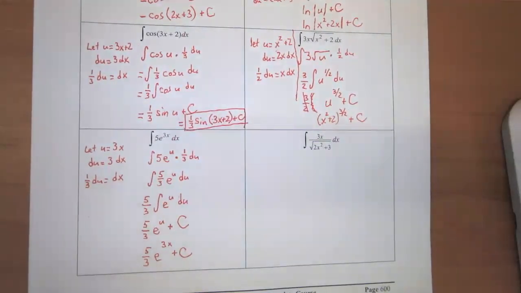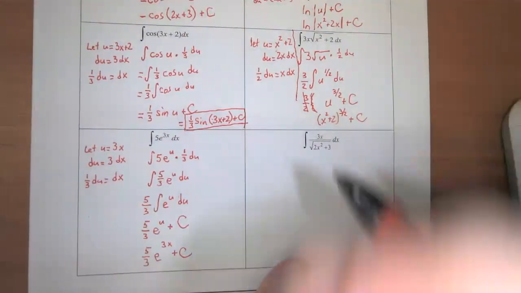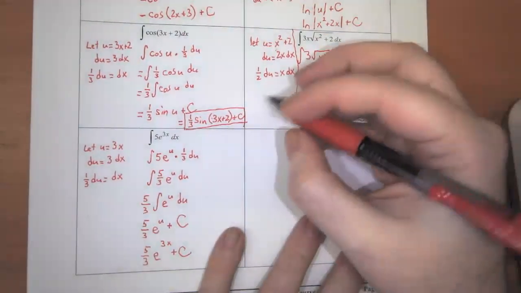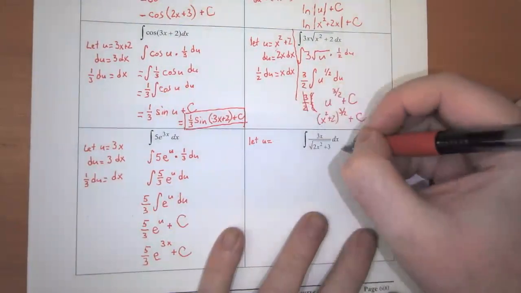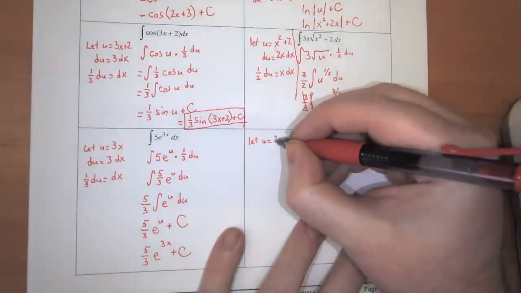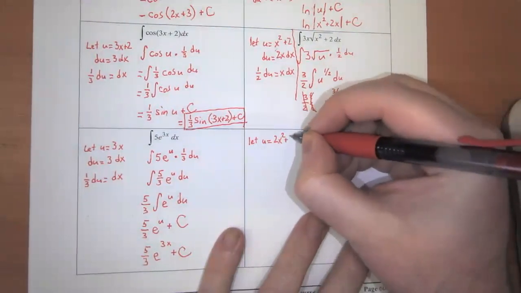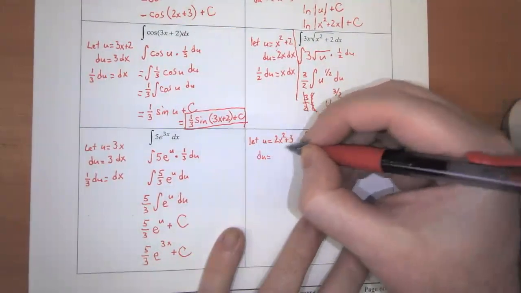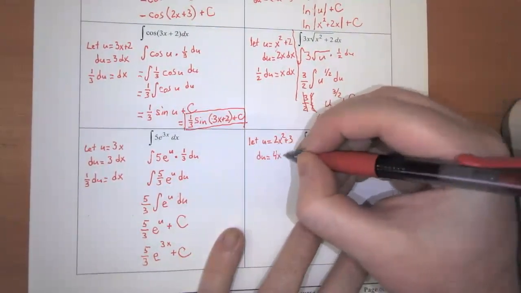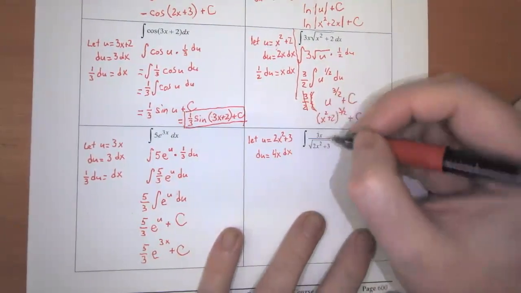All right, so we've got 3x over the square root of 2x squared plus 3. We're going to tackle this the same way we've been tackling everything up to this point. We're going to let u be equal to our inside function, which is 2x squared plus 3. Now du is equal to 4x dx.